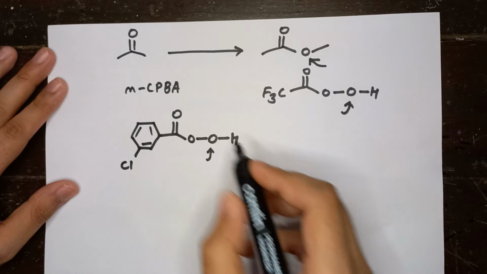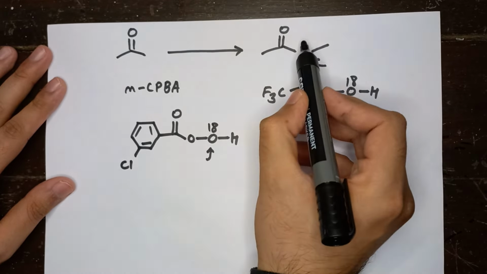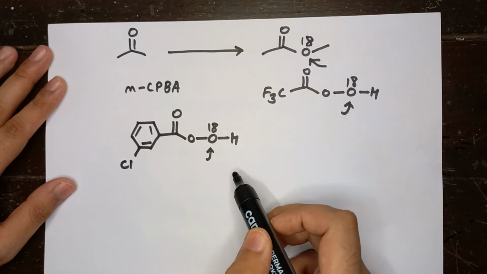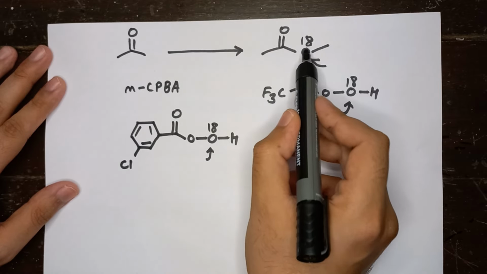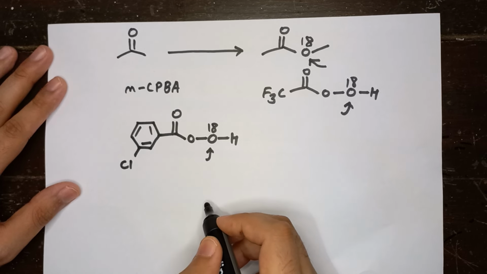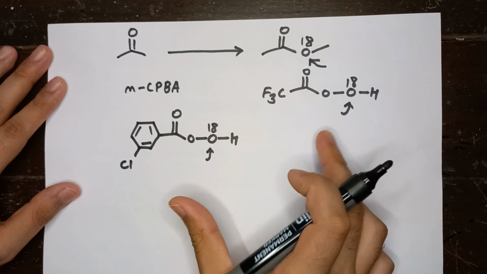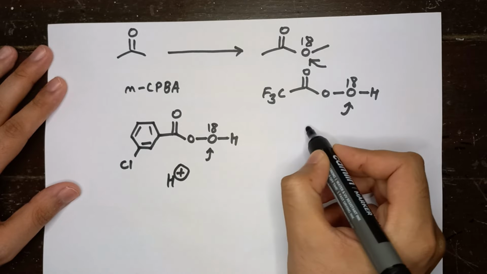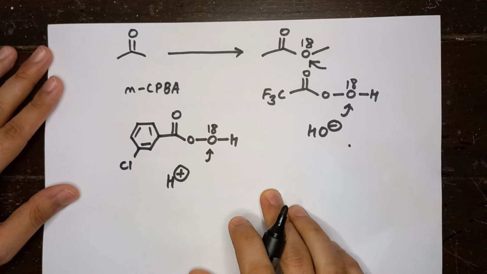Okay, so if I label this oxygen as 18 in the product, this oxygen of the ester will be labeled as 18. So you know that this oxygen is what's sitting here. And this reaction can also be done under acidic or basic condition. So mechanistically they will be the same. So I'm going to show the mechanism for m-CPBA under acidic condition, and for the other one I will show the mechanism under basic condition. So let's go ahead and draw it.